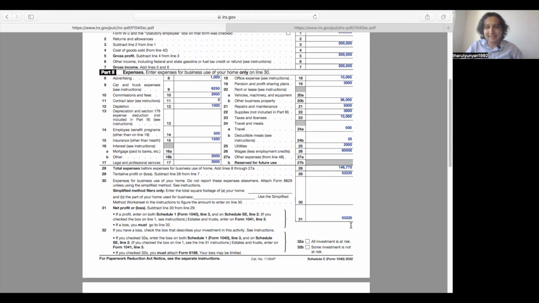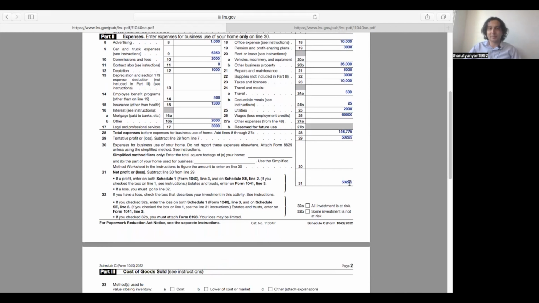So this is the net profit for the business. So this is how much tax the business owner must pay. This is the business taxable income on which the business owner must pay federal income tax, state income tax, and also self-employment taxes.